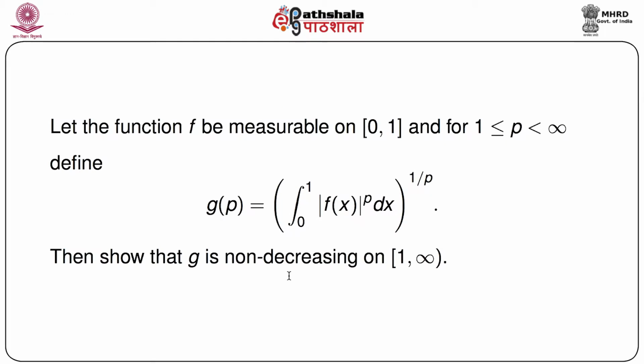Now the second one is slightly more complicated, but not a very difficult one. Let the function f be measurable, again on the closed interval 0, 1, and for 1 less than or equal to p less than infinity, we define g(p) equals integration 0 to 1 mod f(x) to the power p dx, whole to the power 1 by p. Then show that g is non-decreasing on 1 to infinity. That is very important.